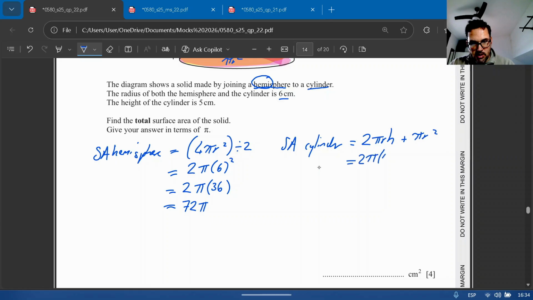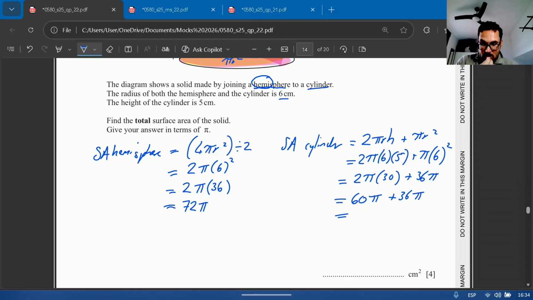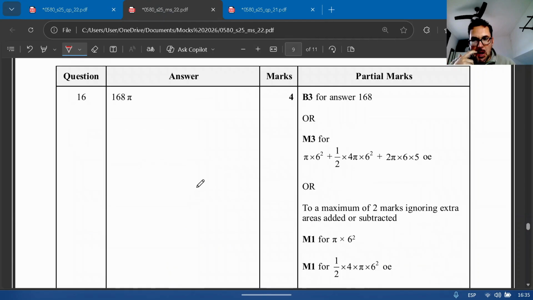Okay, so that will be 2 pi, the radius is 6, the height is 5, plus pi, the radius is 6 squared. Okay, 6 times 5 is 30, and 6 times 6 is 36, we can just write it as 36 pi. Then you do 2 times 30 is 60 pi, plus 36 pi, just like an ax or something. You just add them together, keep the pi the same. So 60 plus 36 is 96 pi. And then we just add the two shapes together, the 72 and the 96. What does that give us? 96 plus 72 is 168, isn't it? 168 pi. Beautiful. Okay.